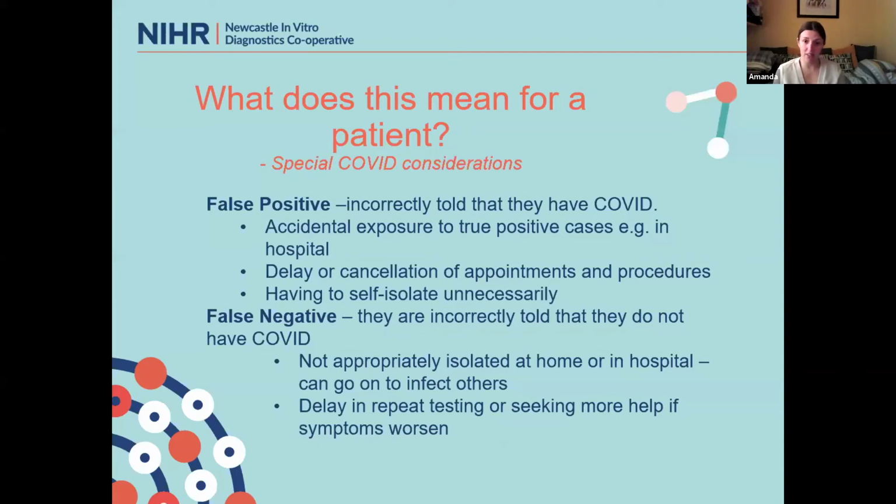And then for false negatives, which mean that they're incorrectly told that they don't have COVID, the consequences are that that person might not appropriately isolate, or probably won't appropriately isolate at home or in hospital, and can go on to infect others. And that might also cause potential delay in seeking repeat testing or seeking more help if the symptoms worsen. So there are special considerations that don't apply to all tests, but do apply to some COVID tests.